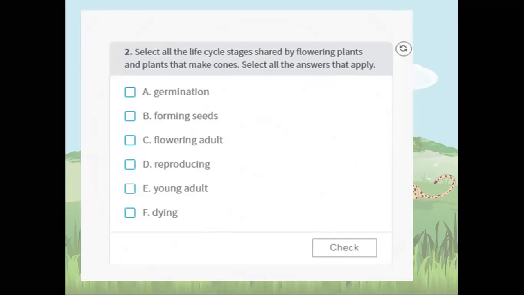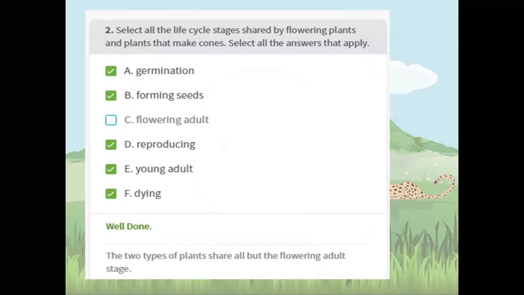Select all the life cycle stages shared by flowering and non-flowering plants. Germination, forming seeds, flowering adult, reproducing young adult, dying. Which of those stages are shared by both flowering and non-flowering plants? Will the non-flowering plant form a flowering adult? Excellent. All of them but the flowering adult, as the flowering adult is specific to the flowering plant.